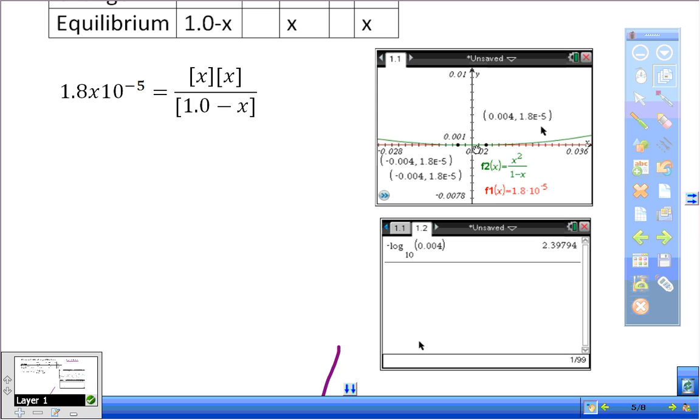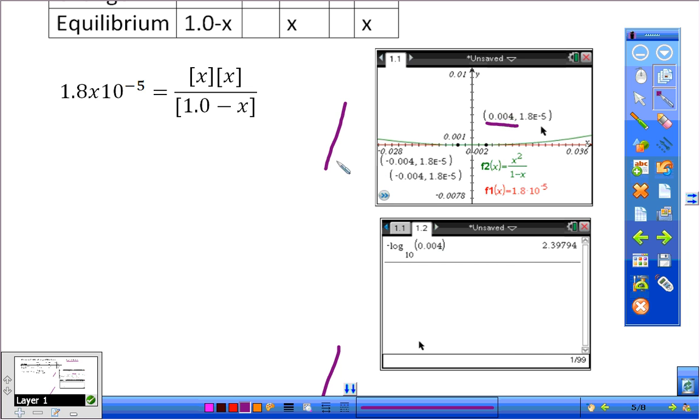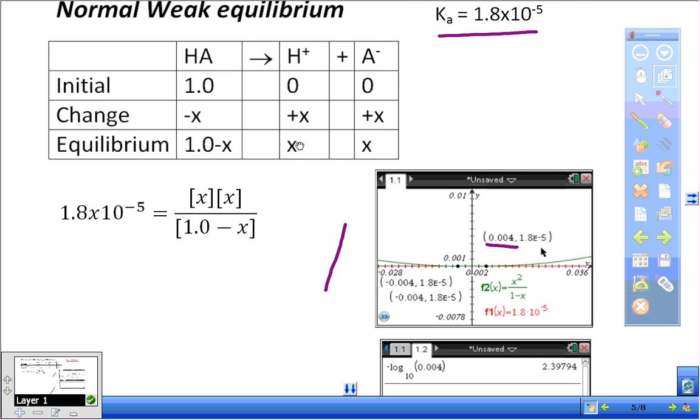get nice and close to these intersection points, because 1.8 times 10 to the minus fifth is nearly 0. Once I zoomed in a little bit, I found the intersection, and you'll notice I ended up with an intersection of 0.004. That's my X value, and if you remember back to what we were doing with X, X is simply the H plus concentration.